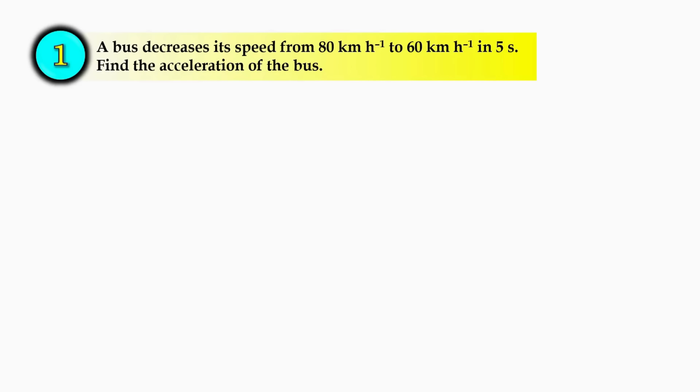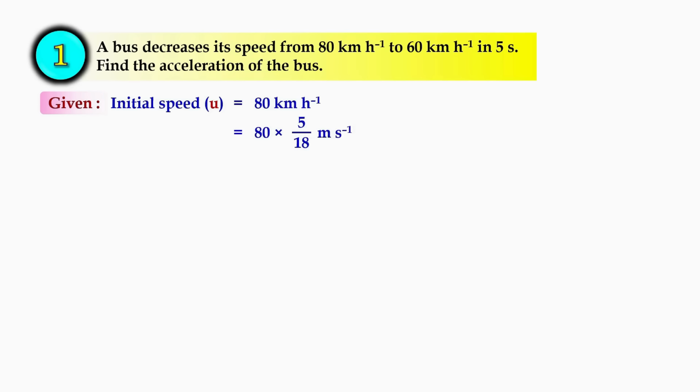Acceleration, numerical problem. Let us solve this numerical step by step. A bus decreases its speed from 80 km per hour to 60 km per hour in 5 seconds. We are asked to find the acceleration of the bus. First, let us write the given values. The initial speed, denoted by U, is 80 km per hour. To convert it into meters per second, we multiply by 5 upon 18. So, the initial speed becomes 22.22 meters per second.